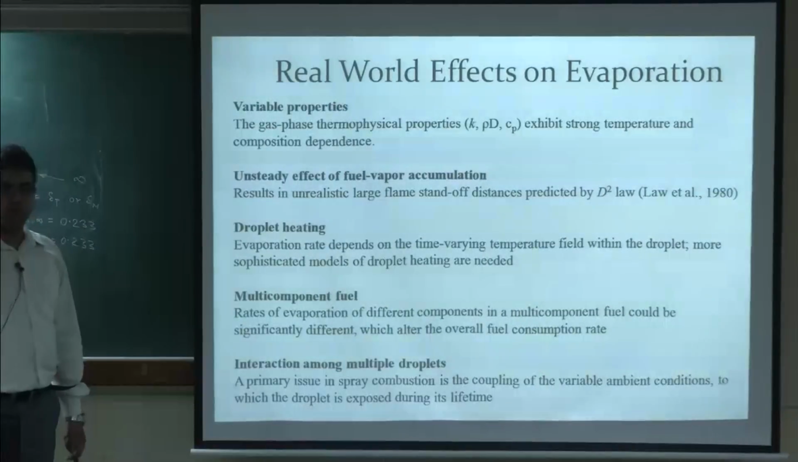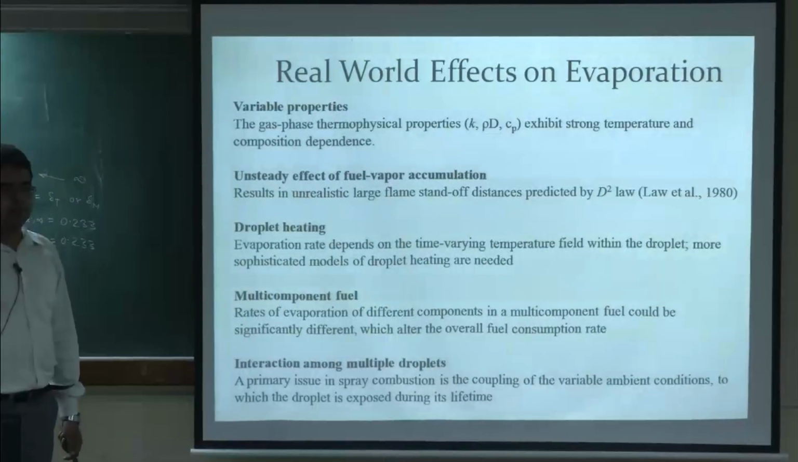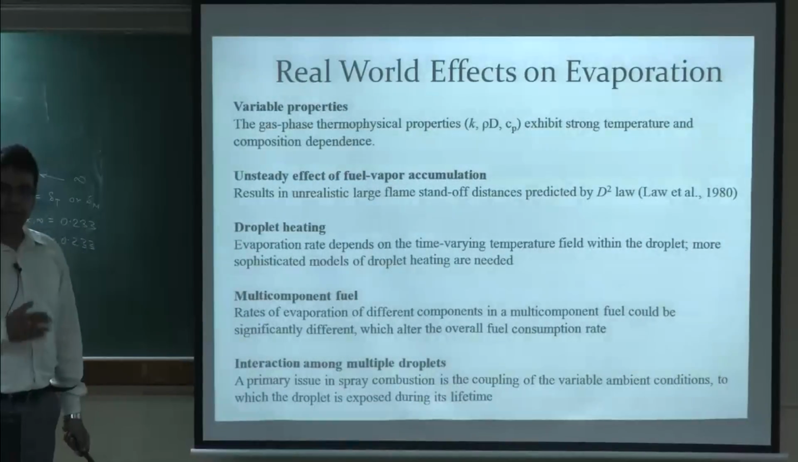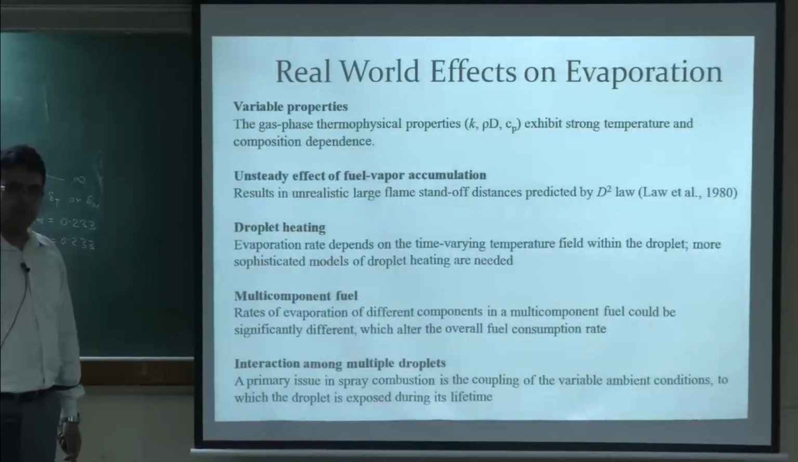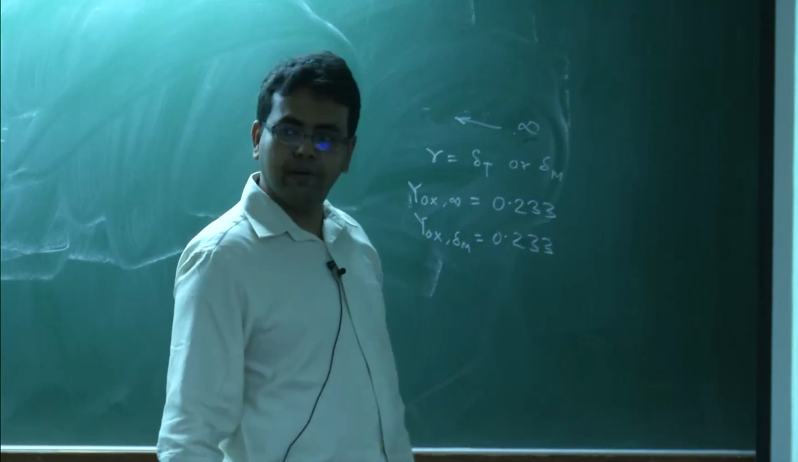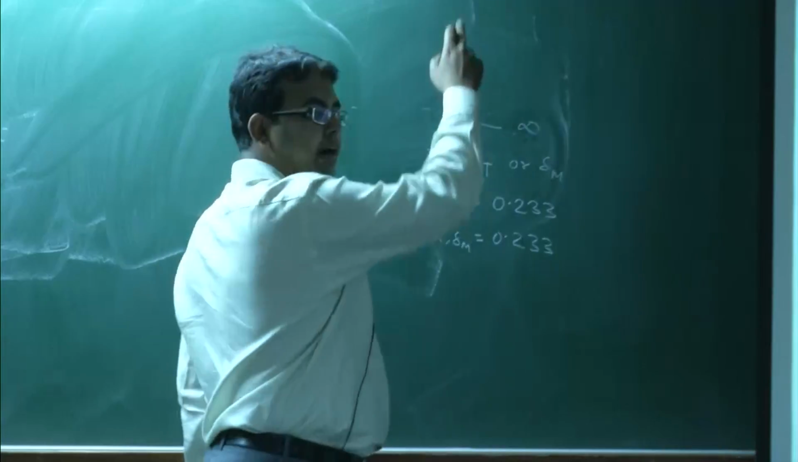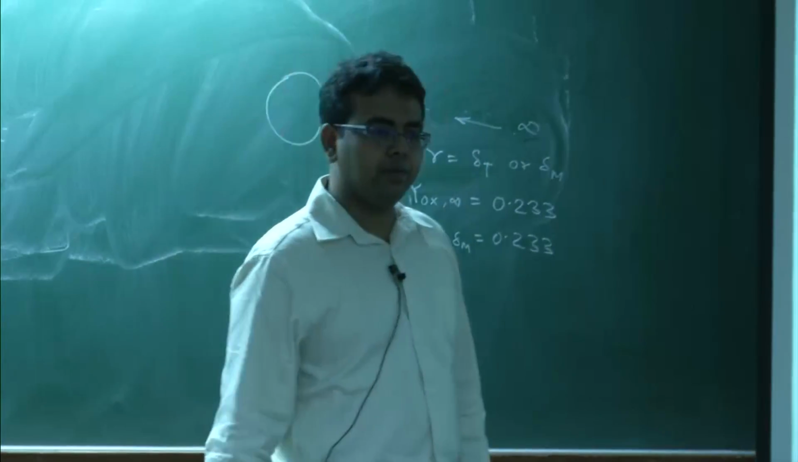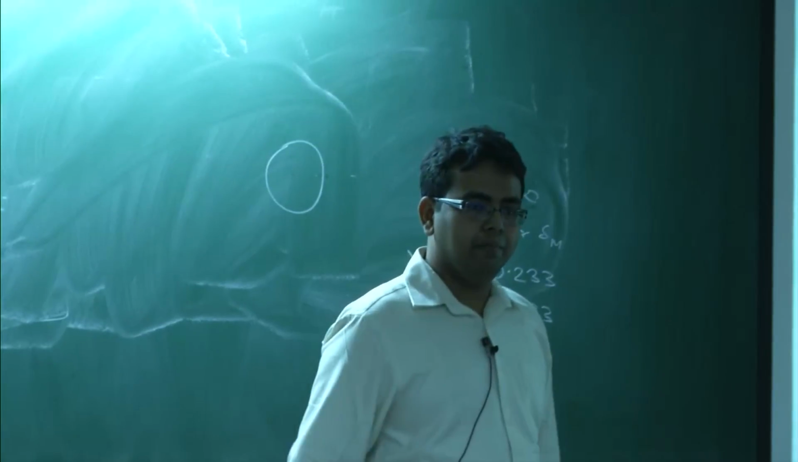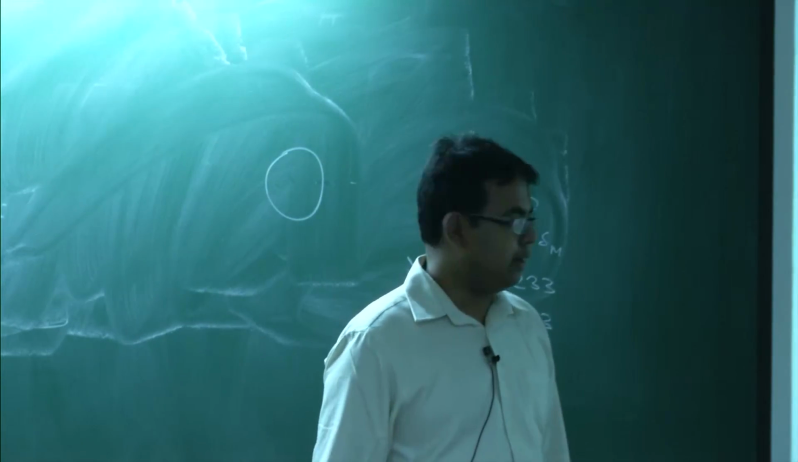There is a 1/3 rule available in the literature. People use that and evaluate these properties at a mean temperature. If you calculate the property at the droplet surface temperature, the result will be wrong. If you calculate it at a very high temperature, the flame temperature, the result will also be wrong. So you have to consider the mean appropriately.